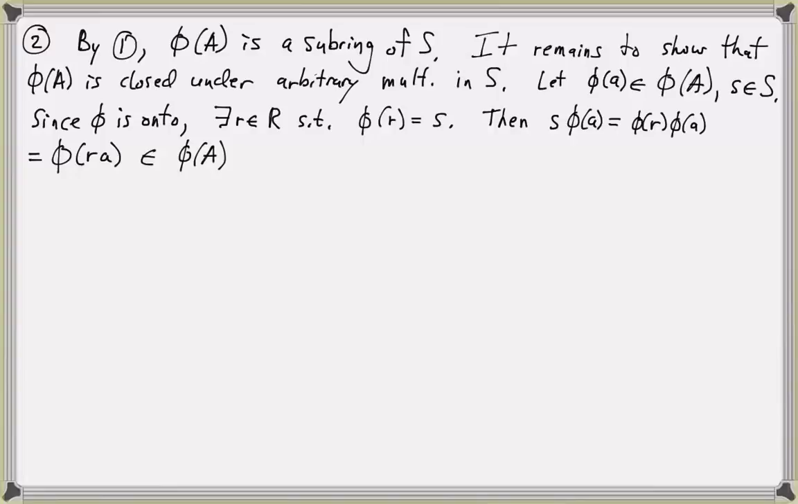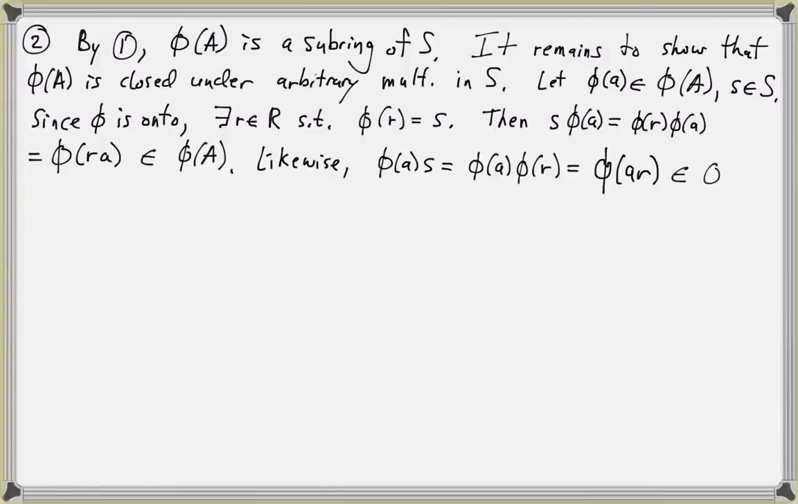So we see that the multiplication S times phi of a is in phi of A, but likewise phi of a times S equals phi of a times phi of R, which is phi of a times R. And again, a times R is in the ideal A, so this is an element of phi of A. So we see that phi of A is closed under arbitrary multiplication, and this follows since A is an ideal, therefore phi of A is an ideal of S.